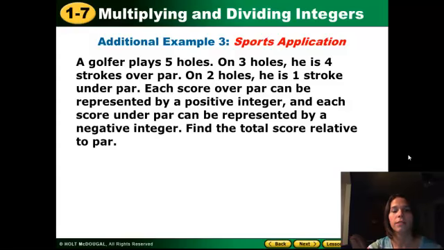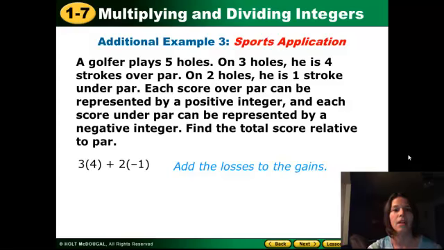A golfer plays 5 holes. On 3 holes, he is 4 strokes over par. On 2 holes, he is 1 stroke under par. Each score over par can be represented by a positive integer, and each score under par can be represented by a negative integer. Find the total score relative to par. So I'm going to break it into two multiplication problems and add my gains and my losses together. So my losses are actually like a positive number. 3 times 4, that's on the positive side, and that's bad in golf.